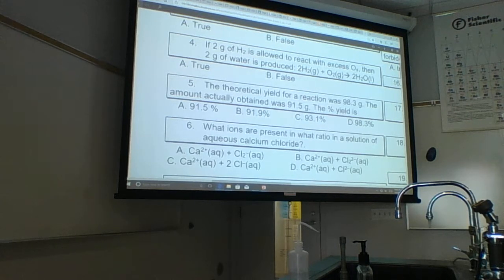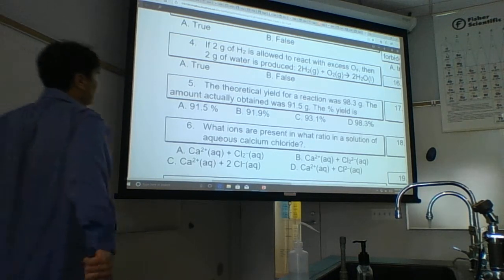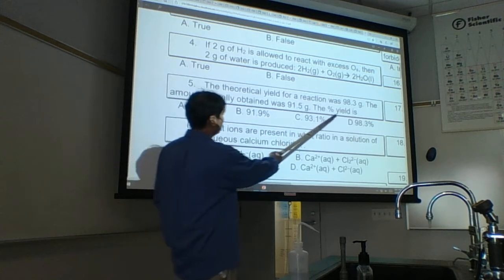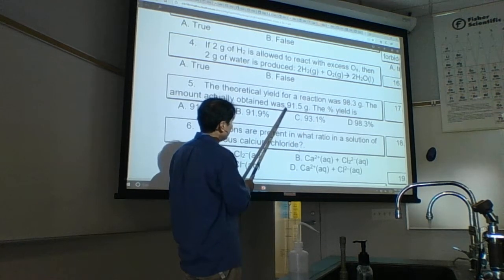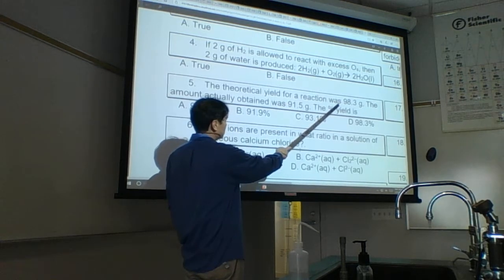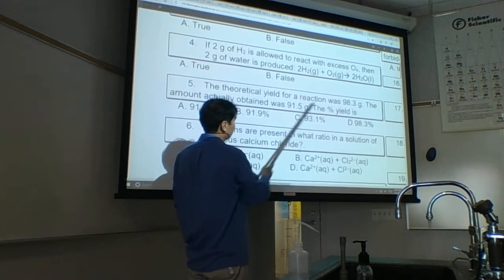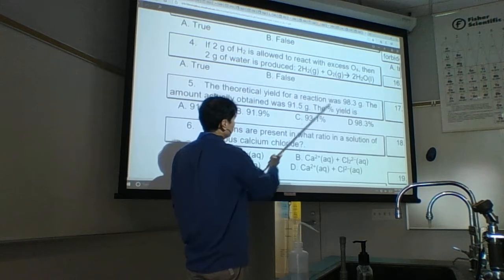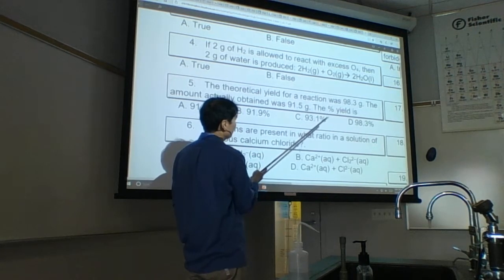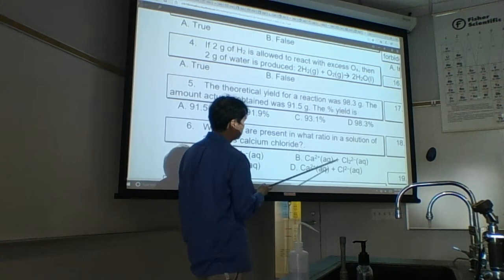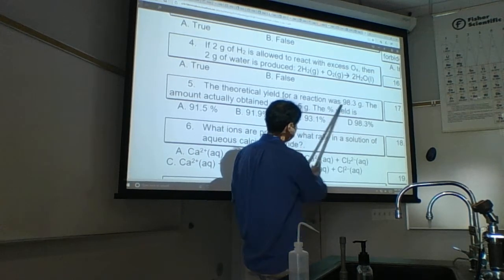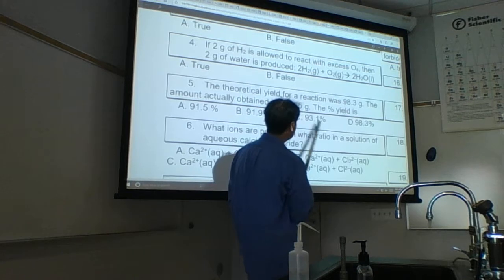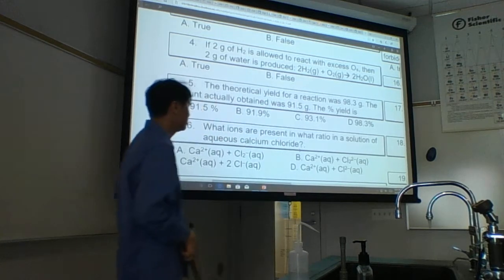So 4 is false. 5. The theoretical yield for the reaction was 98.3 grams. The amount actually obtained was 91.5. So they lost a little bit, a little less than 7 grams worth. That happens in chemical reactions. When you actually do it, this is what you calculate, and this is what you actually get. You're supposed to get this, but we lost some. So the percent yield is how much you actually recover.